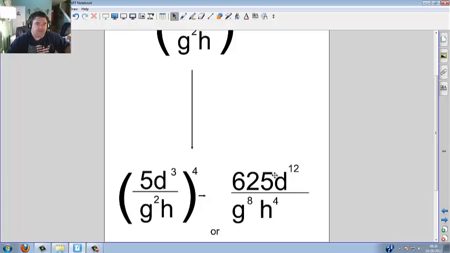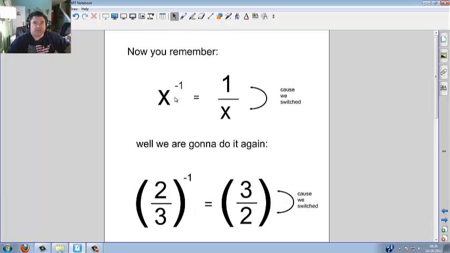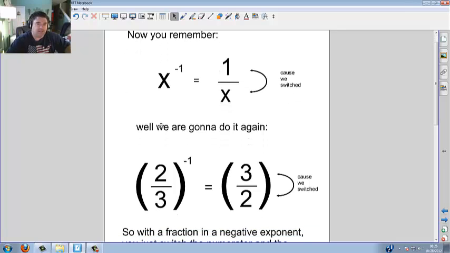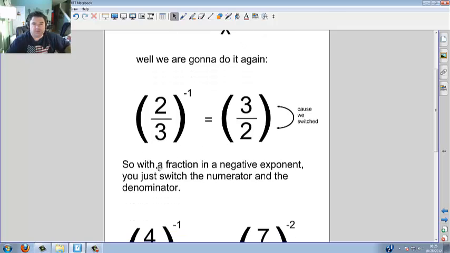Did you get this? Here's what I had, everything to the fourth power, blam. And that's your answer. There's nothing more I can do. Now remember, x to the negative first power equals 1 over x. Because we switched. Remember, instead of x over 1, it's 1 over x. Well, we're going to do it again. But this time, instead of 2 over 3, 3 over 2. So pretty straightforward. With the fraction, you just switch the numerator and denominator.